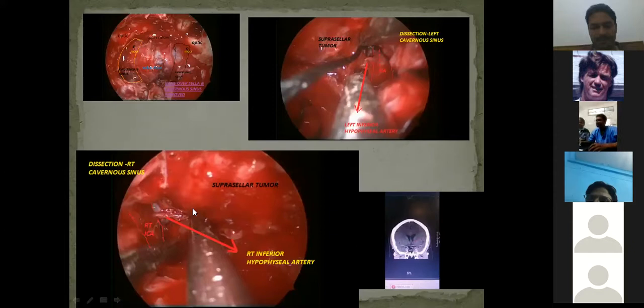So this is the posterior compartment. And this is after tumor removal. You can see complete tumor removal.